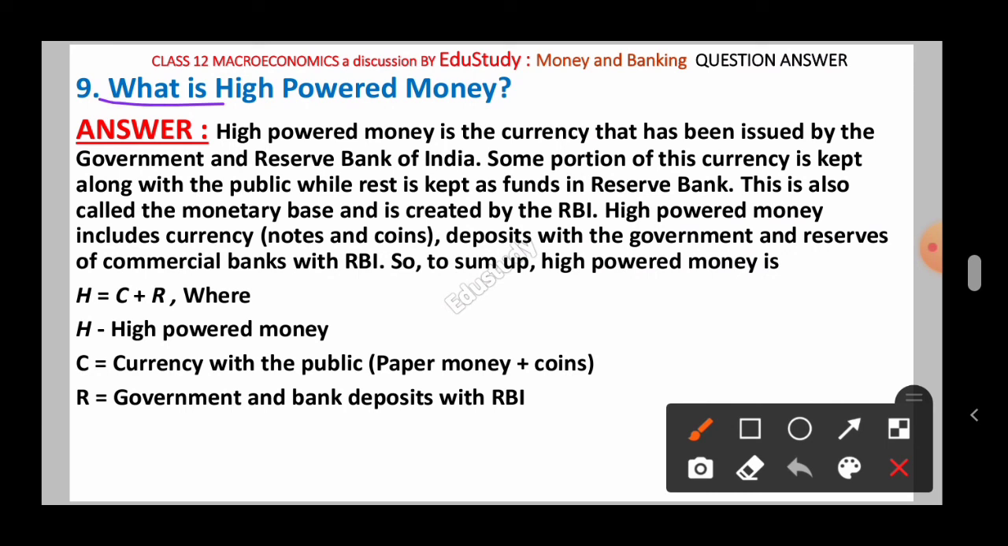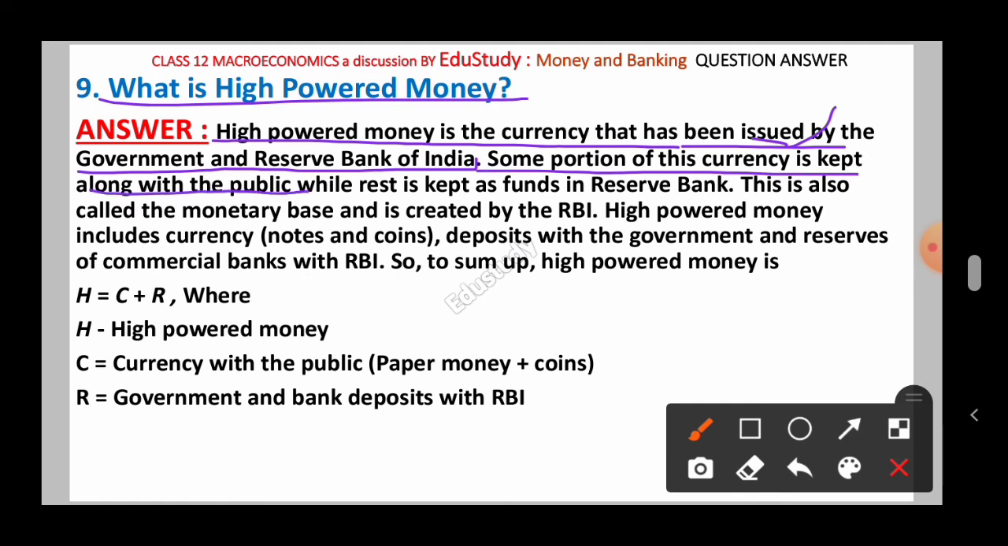What is high powered money? High powered money is the currency that has been issued by the government and the Reserve Bank of India. Some portion of this currency is kept along with the public.